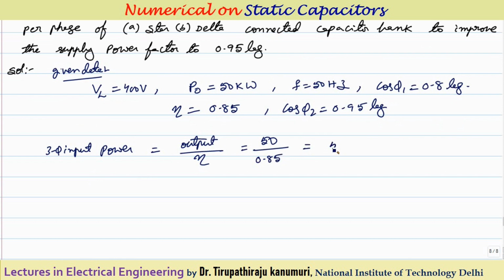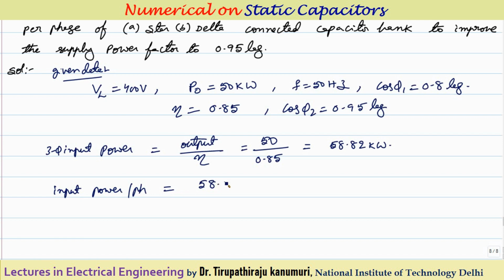So this will be equal to 58.82 kilowatt. Agree with me? So now I want to calculate the per phase value, because everything I want to calculate in per phase. Reactive power also I want in per phase. So I want to calculate my input power per phase value. Input power per phase value will be equal to 3-phase power divided by 3.